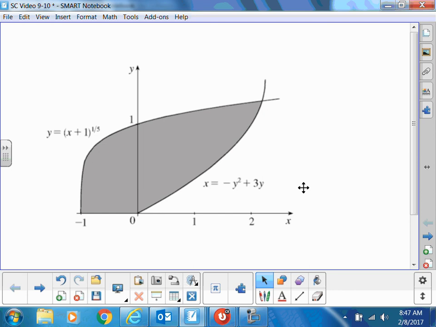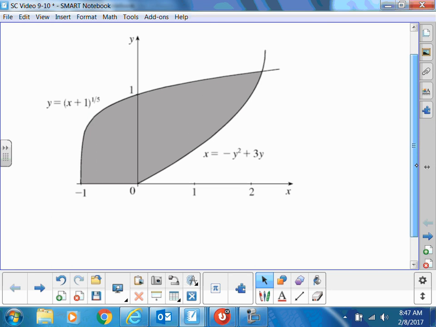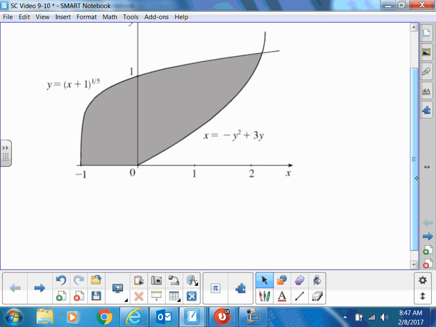So in today's video, we'll look at some more areas between curves. Some of them will be a bit more challenging examples, starting with this first one here. So you can just follow along as I show you how this would be set up. We're not going to actually solve this one, just set it up.